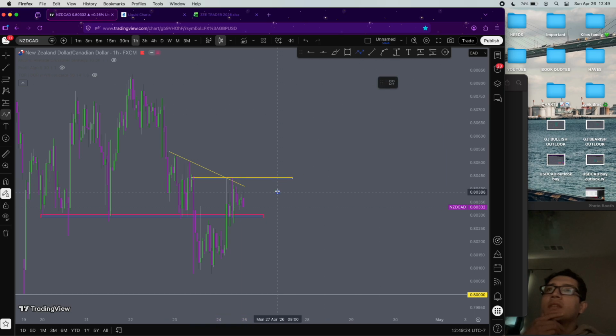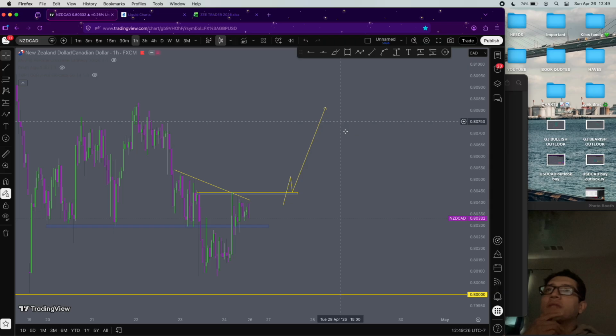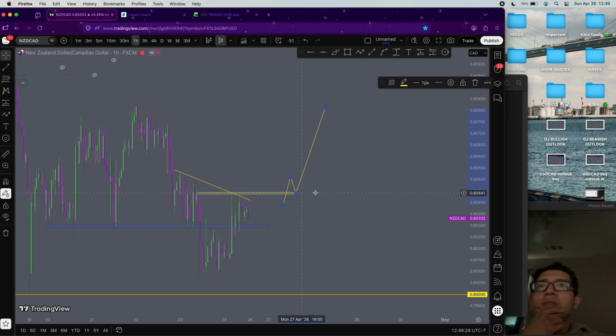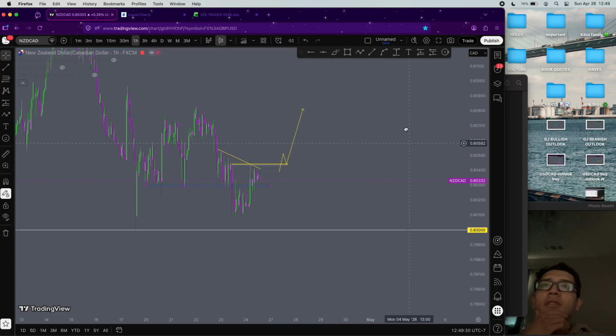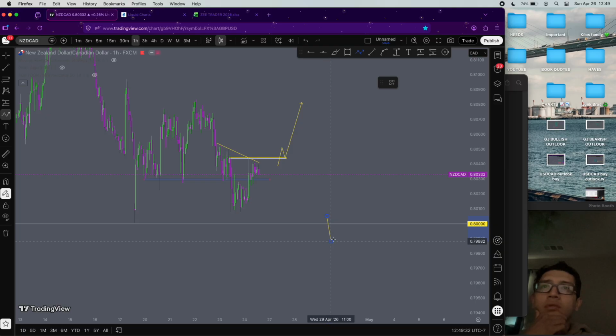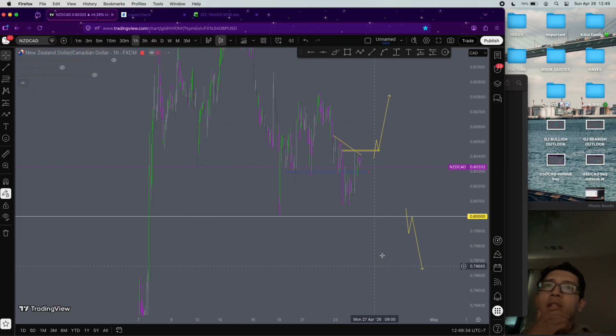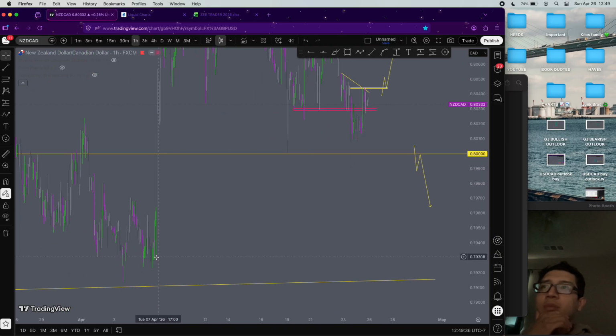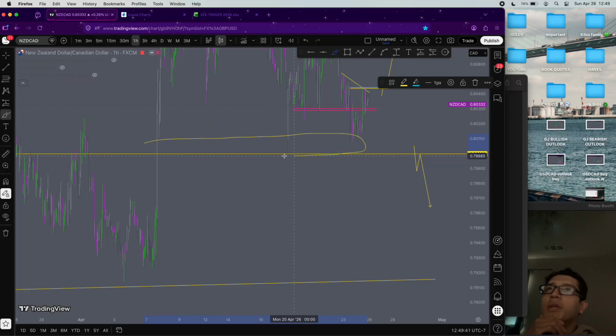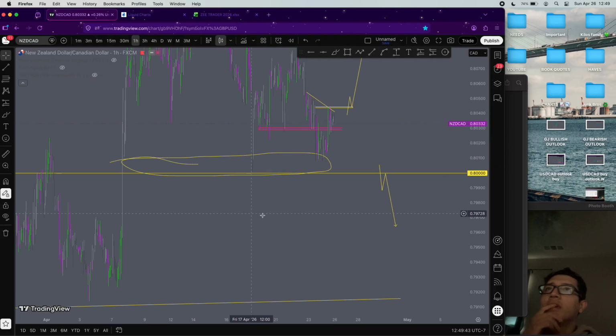Something like this, I'd like to see for potential buys. And I would not enter sells until we break below 0.80. Because we do have strong momentum right here that we could clear. And actually all of this could be liquidity as well, waiting for us to be cleared.